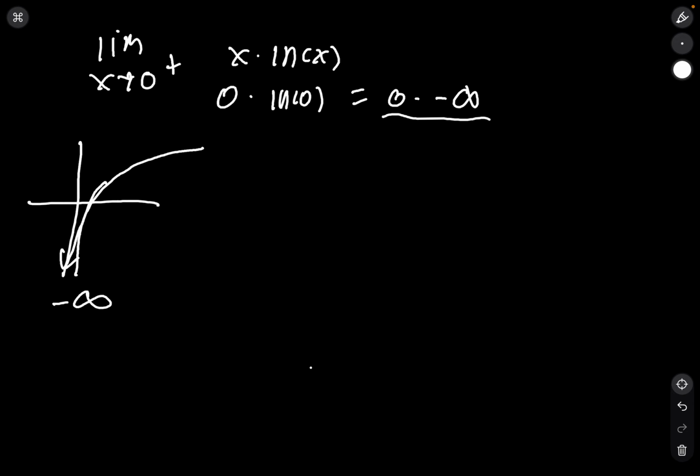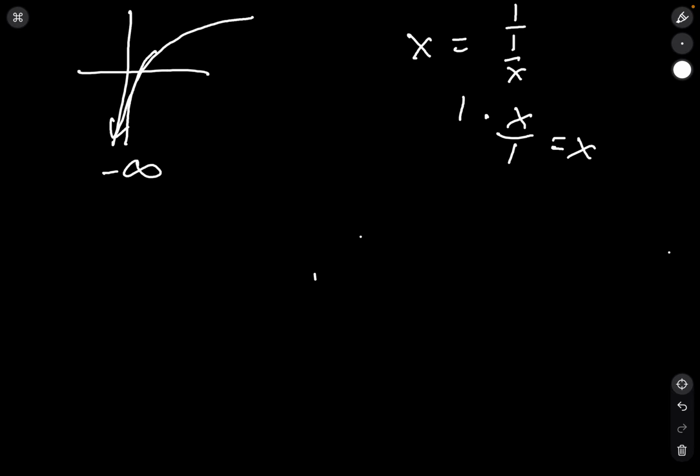How do you rewrite this question? Well, you have to remember that you can rewrite x in a different way. We can rewrite x as 1 over 1 over x. The reason why this works is because if you have 1 over 1 over x, you can do keep change flip. So you keep the 1, change the 1 over x to become x over 1, and that's what you do. And that's what we're going to do with this limit.